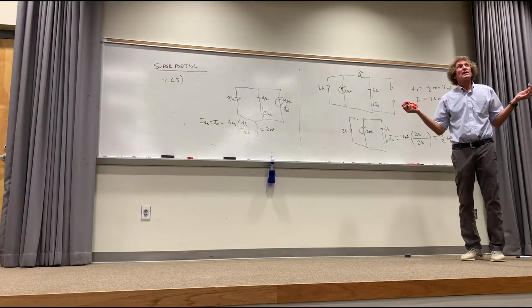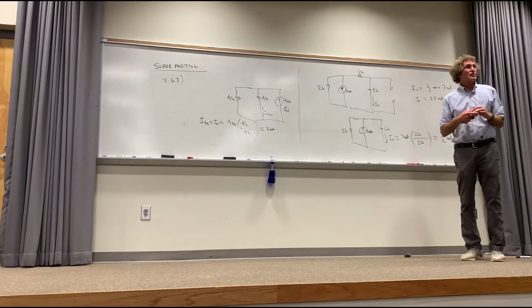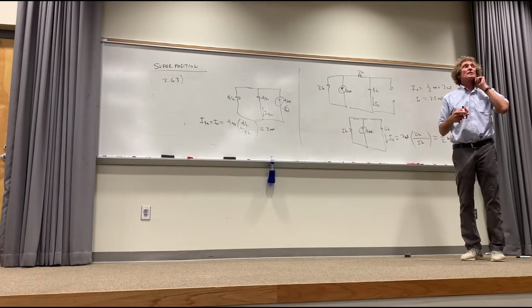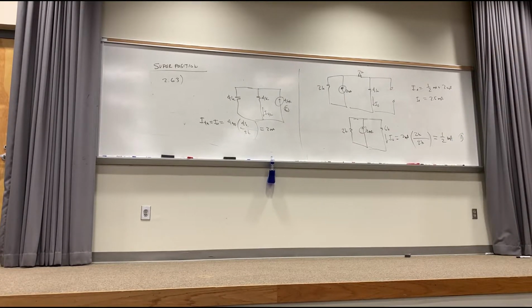Yes, sir? So why did you put a different I naught for both of those two? Well, one is from the first source, the other is from the second, right? There were two different sources. And then you just add them together? Yeah, add the output. And then what did you say the equation was again for the superposition equation? You mean current division? Is that what you're talking about? There is no equation for superposition.